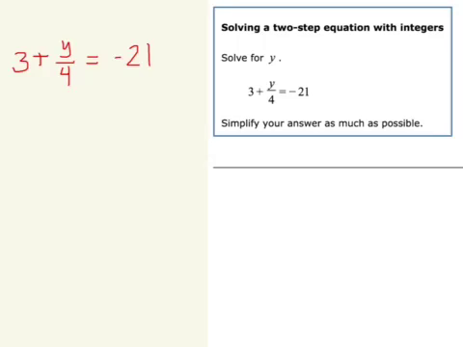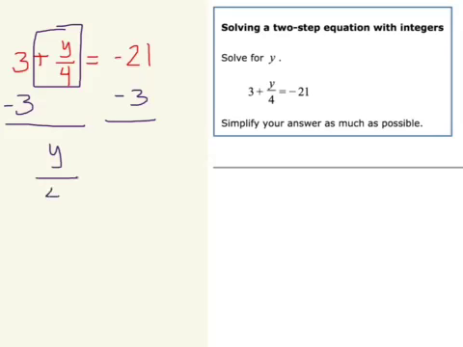First off, we are going to try and get our y over 4 on its own. That's the first step. And to do that, we need to subtract 3 from both sides of our equation. Here we go. And we end up with y over 4 is equal to, and a minus 21 and a minus 3 become a negative 24.